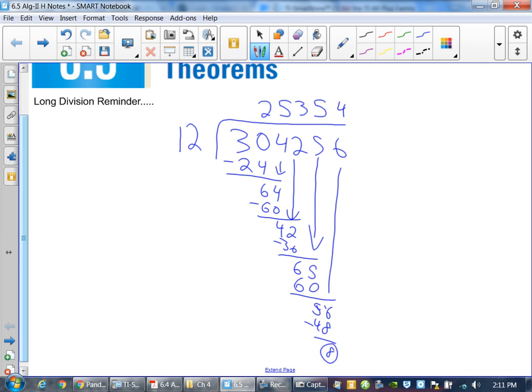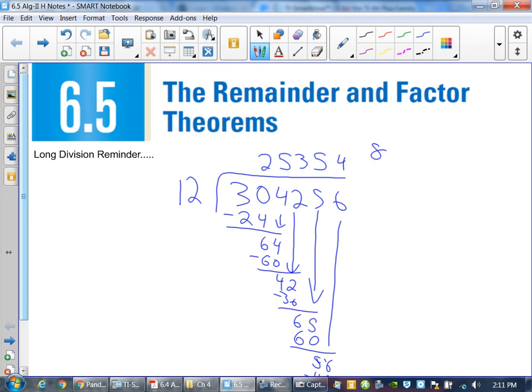Now, do you remember what you do with your remainder? We put R8, or remember this? It's 8 twelfths. Wait, can you do it? No, we never learned that.